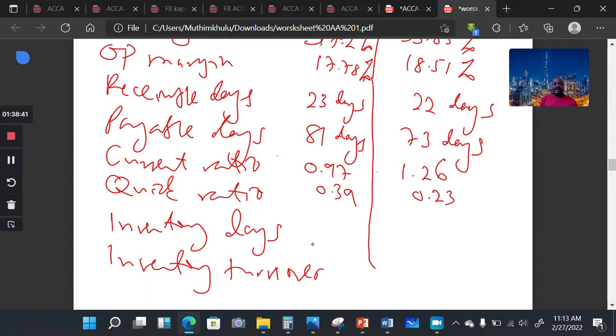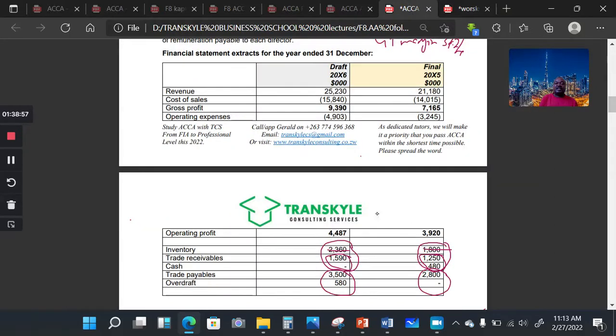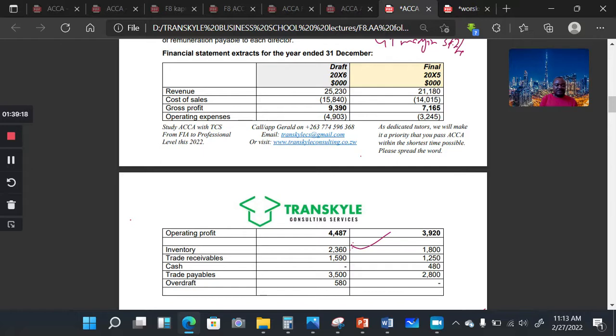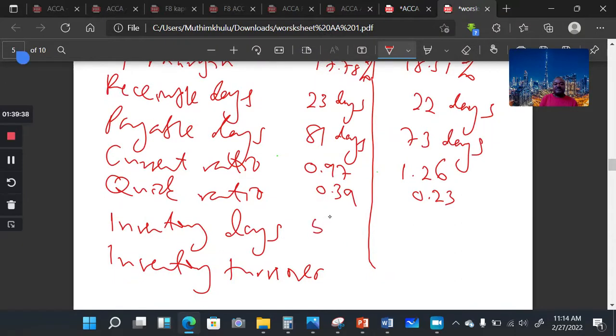Now let's do the inventory days. Here we take inventory divided by the cost of sales. The inventory in 2016 was 23660, divided by the cost of sales of 15840, multiplied by 365. We have 54.4 days, so that's 54 days.